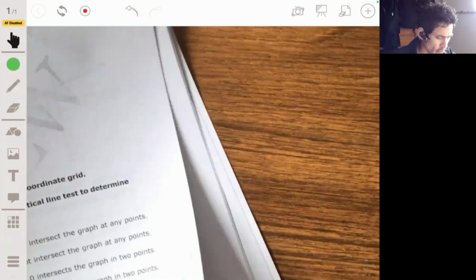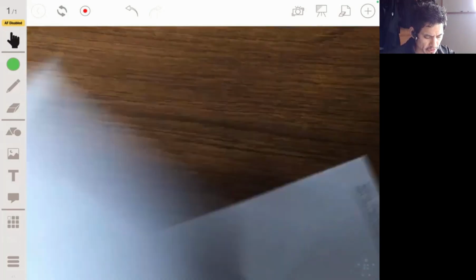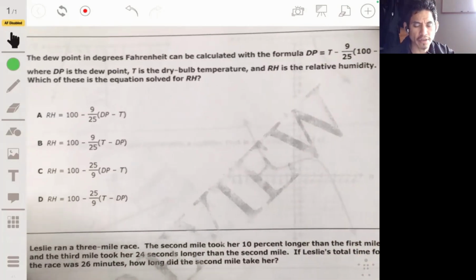And let's go over one more, which is going to be the one students usually find the most challenging. Problem 20.